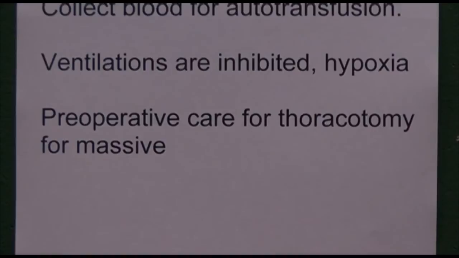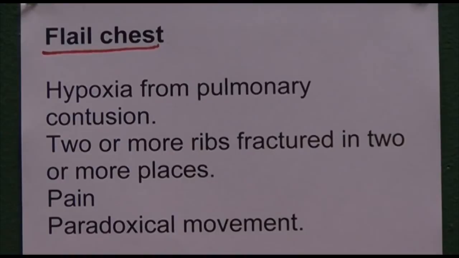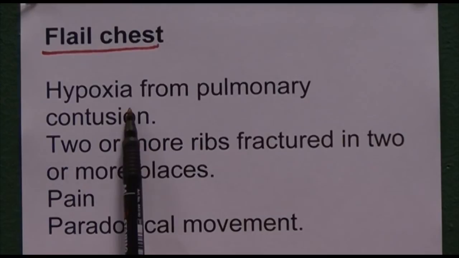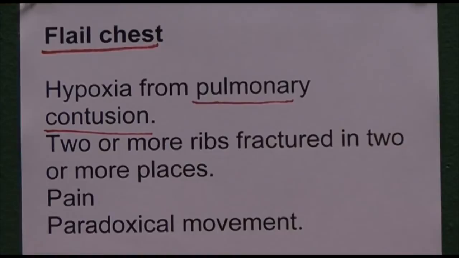So flail chest is where two or more ribs are broken in two or more places, giving an isolated area of the chest wall. And these patients might be hypoxic, partly from the flail chest, but also because the trauma very often is associated with pulmonary contusion. If there's a flail chest, it means the patient has had a lot of trauma and the underlying lung is likely to be contused, both giving rise to hypoxia.